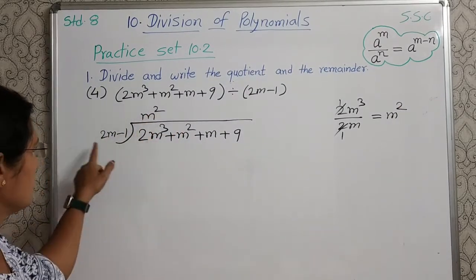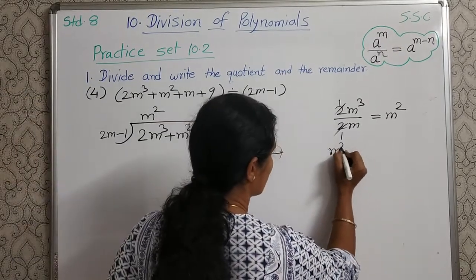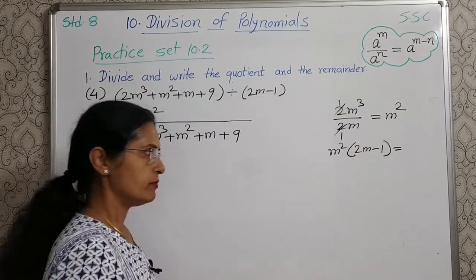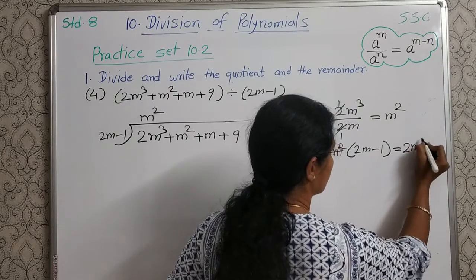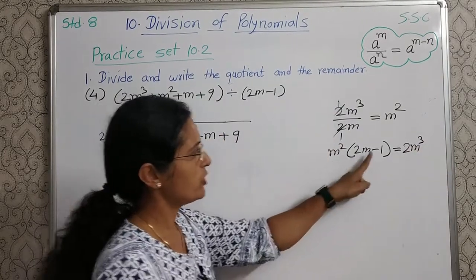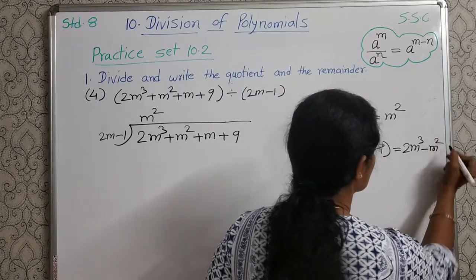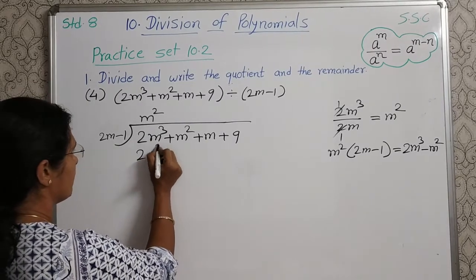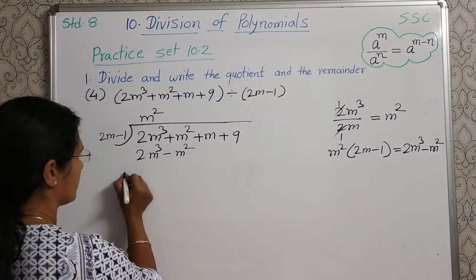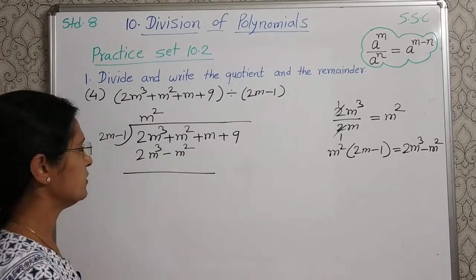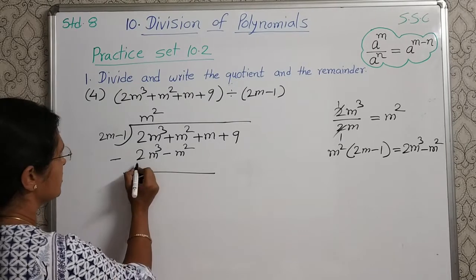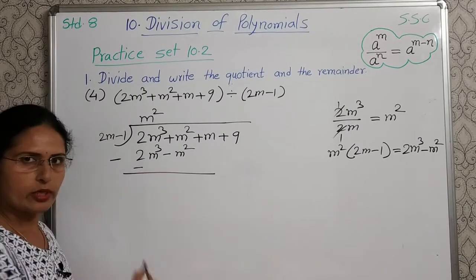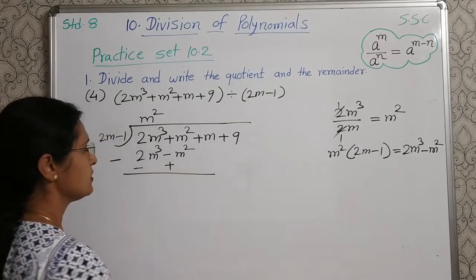Now multiply this quotient with the divisor. So m square multiplied by 2m minus 1. M square into 2m is 2m cube. Then m square into minus 1 is minus m square. Now write that product here and subtract. 2m cube minus m square. So write the like terms below one another. Subtract. Change the signs because we are subtracting. So this plus 2m cube will become minus 2m cube and minus m square will become plus m square.